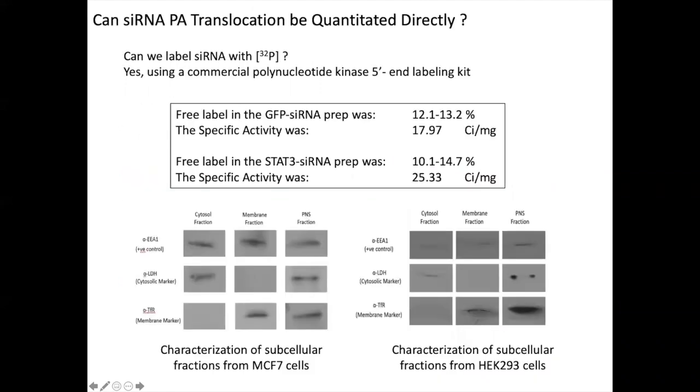Next slide, please. So if we have PA translocation, can we quantify this by looking at the translocation of radio-labeled, 32P labeled oligonucleotides? So we radio-labeled siRNA against GFP and also STAT3, and you can see the results of that labeling here. We've quantified free label in the system and also the specific activity, and we've looked at the subcellular fractionation and the associated enrichment of markers that tells us our subcellular fractionation is reasonably clean.